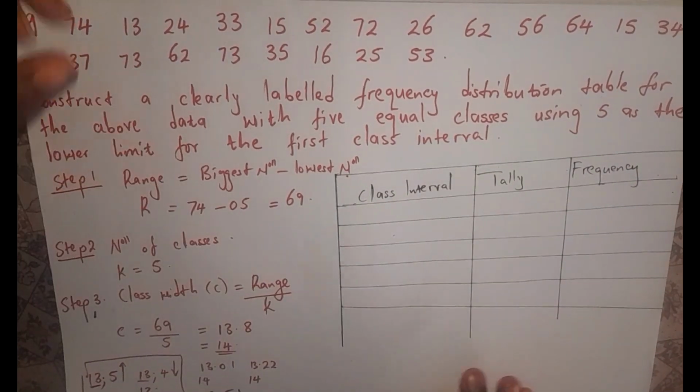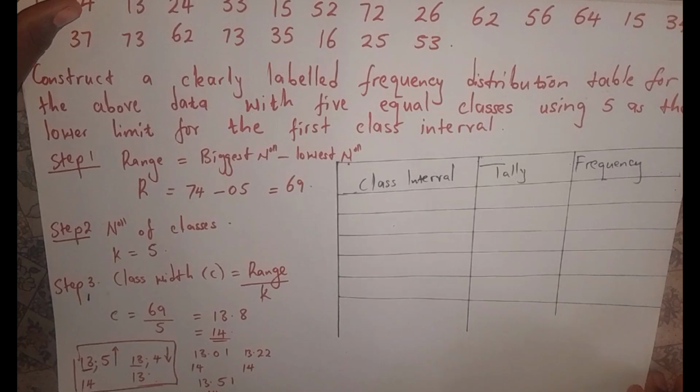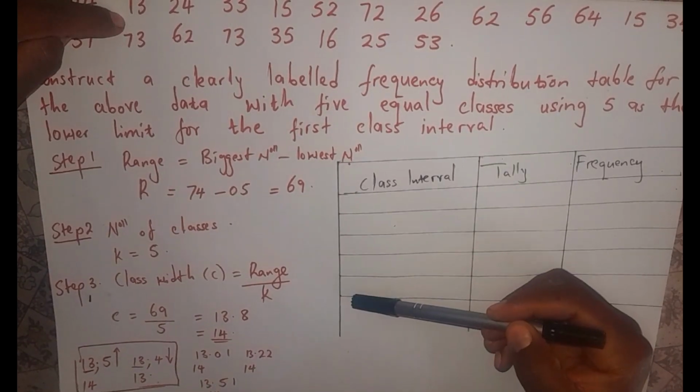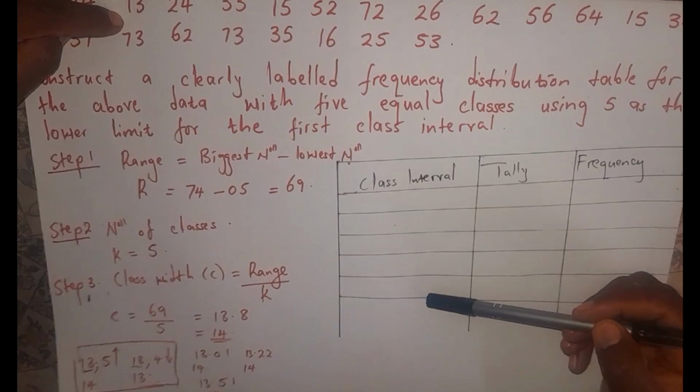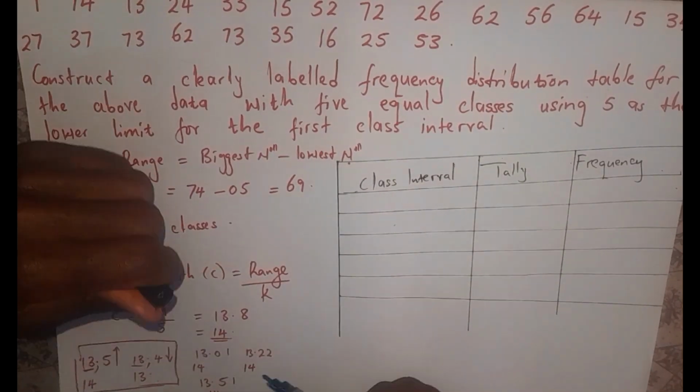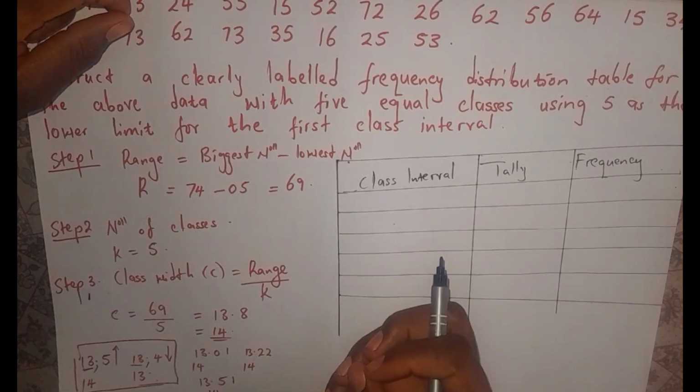After drawing, now we need to calculate the class interval. On the class interval, we have 2 sections: the lower class limit and the upper class limit. For the lower class limit, we are going to start with the lowest number.